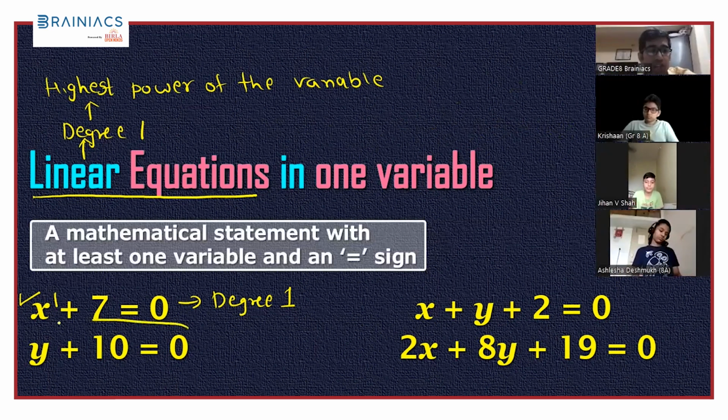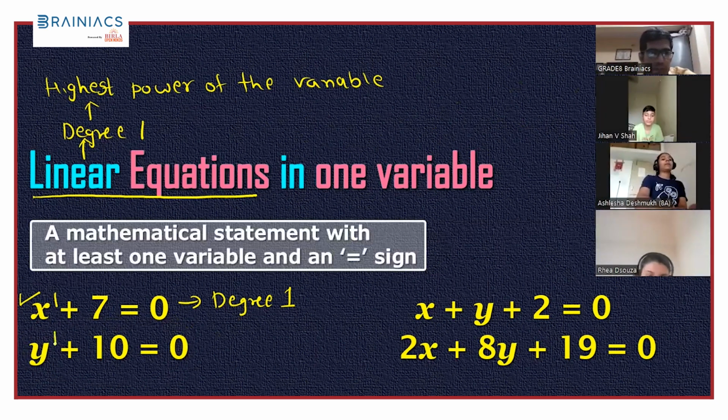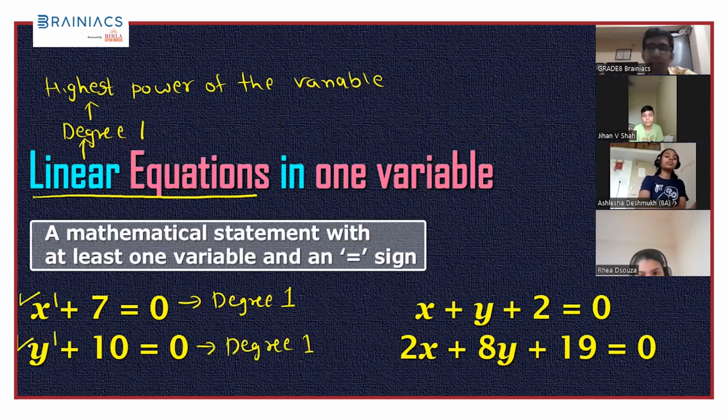What about the next one? What is the degree of this equation? The highest power of the variable is 1 once again. So the degree is 1. Means again it is a linear equation, right? Okay. Everybody is understanding? Let us check the third one now.